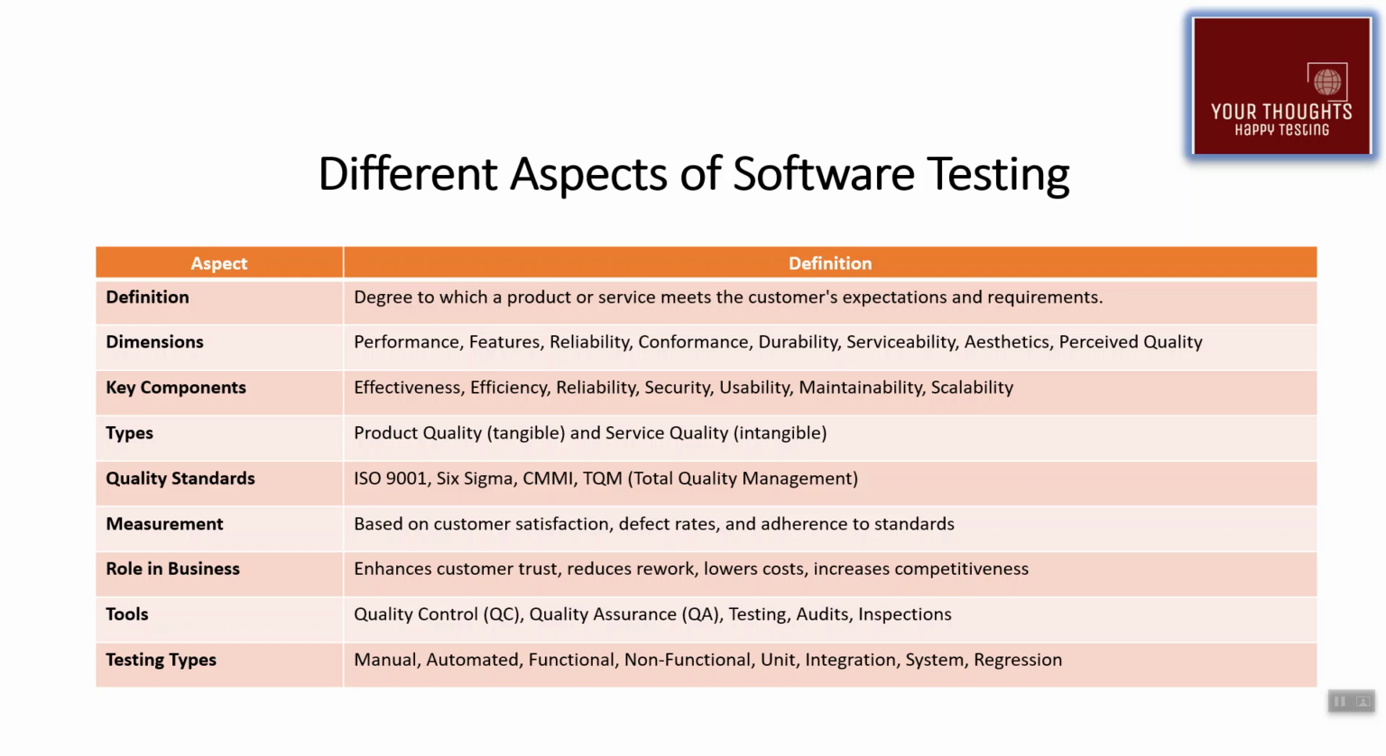So another is the type. So the product quality is tangible, and the service quality is intangible. Normally the service quality is intangible, meaning that we cannot easily measure the quality at the service end. So we need to make sure that the product quality is measurable and controllable.